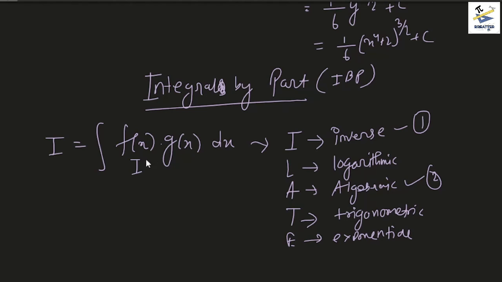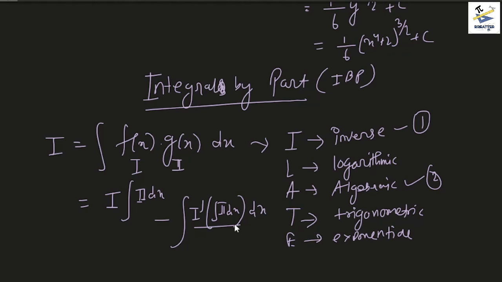So let us name here f(x) as function 1 and g(x) as function 2. Then what it gives you is function 1 directly times the integral of function 2 dx, minus the integral of the derivative of function 1 times the integral of function 2 dx, and the integration of this whole. So this is how it works. You take the first function and multiply it by the integral of the second, and you subtract from it the integral of the derivative of the first function times the integral of the second function.